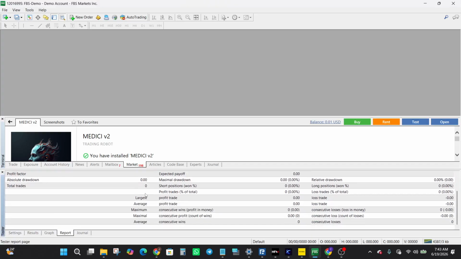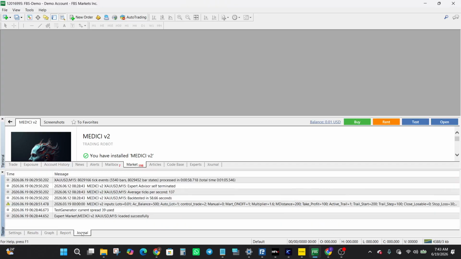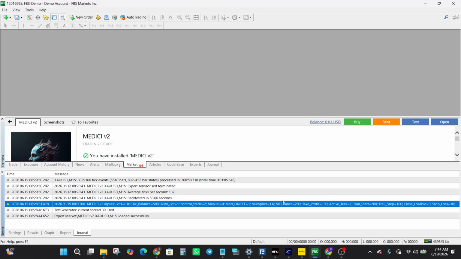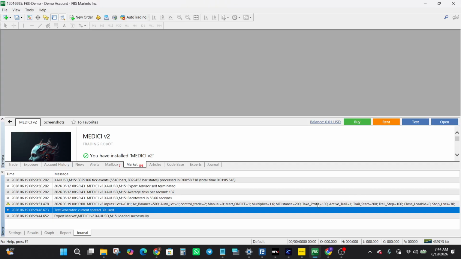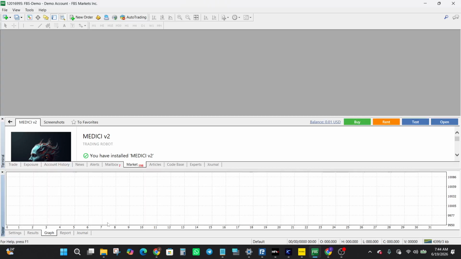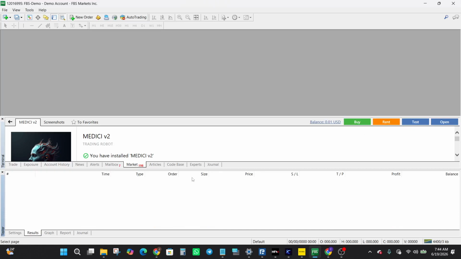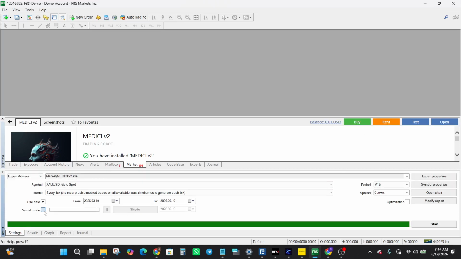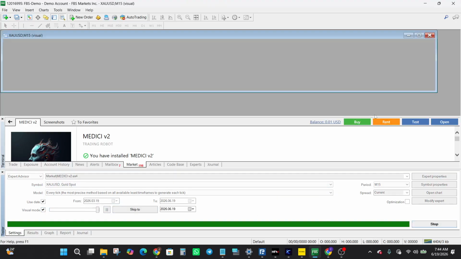Looking at the report, there was no trade executed. So I'm going to head over to the journal, and I can see that there might be an error message, or there might be an issue with this. Looks like perhaps with the inputs. Okay, but I didn't modify the input, so I just used the defaults, exactly the way I got it from the marketplace page. So let's just turn on the visuals as well. Let us see how this EA looks like in action.